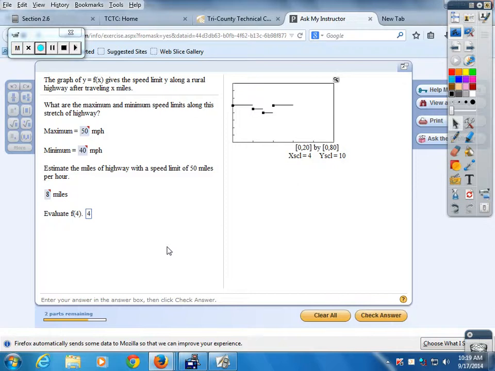I think you just multiplied it by 10 because you saw this 10 right here. I think that's probably what you did. You thought it was 8 times 10. So it's 8 miles there and 8 miles there.